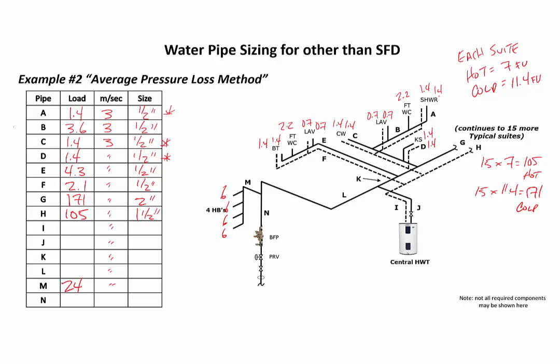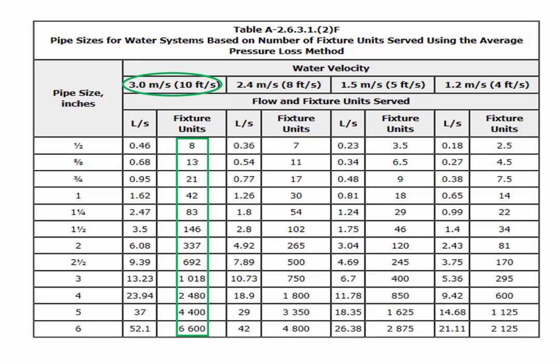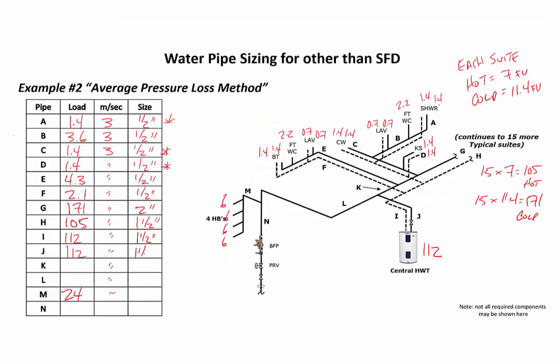I is the total hot leaving the tank. So for the total hot in these systems, we had the 105 for the 15 suites plus another 7 for the 16th suite. So that's 112 is the total load at the tank for all the hot fixtures. So we had 16 showers, 16 bathtubs, 16 clothes washers and kitchen sinks, and 32 labs for a total of 112 fixture units. So I is 112. That means J is 112. And for both of those, 112 fixture units, we can use 1.5 inch. 1.5 for I and J.